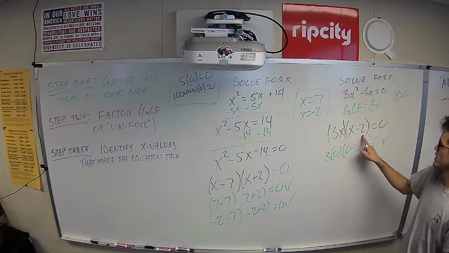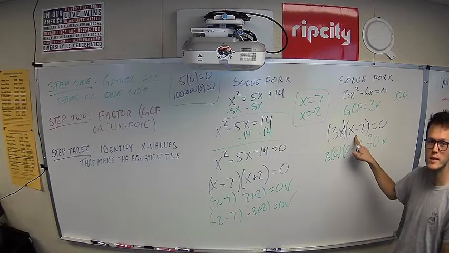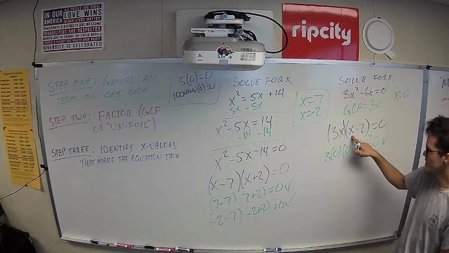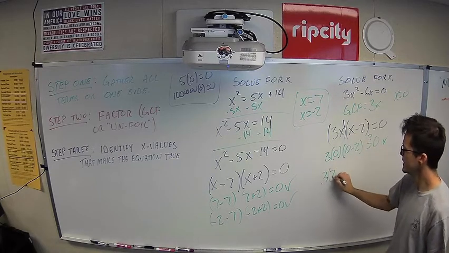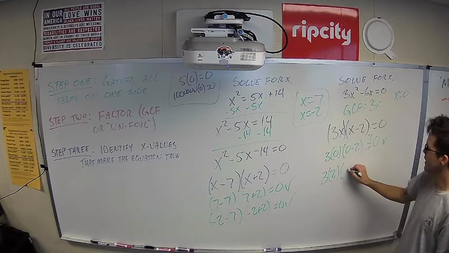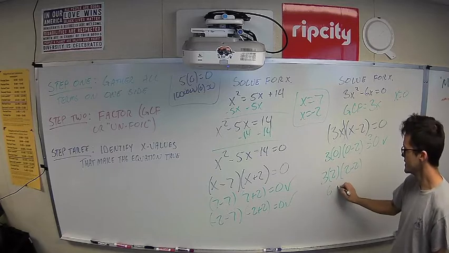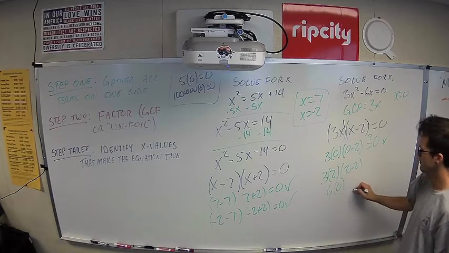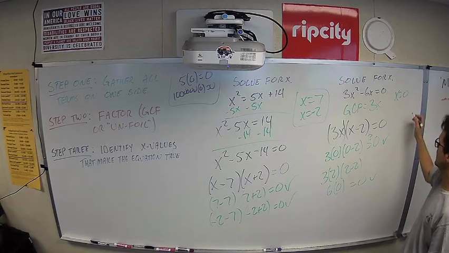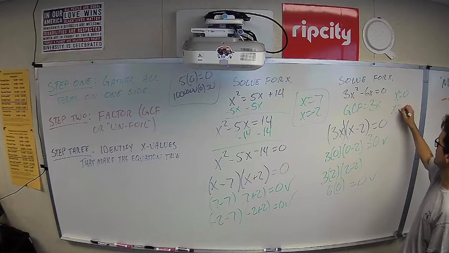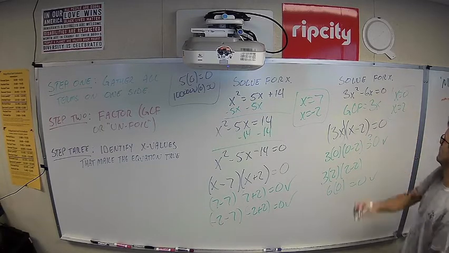The second solution is whatever makes this set of parentheses equal 0. This one's 2. Because if we have 3 times 2 times 2 minus 2, that's just 6 times 0. That equals 0. That checks out. So our second solution here is when x equals 2.